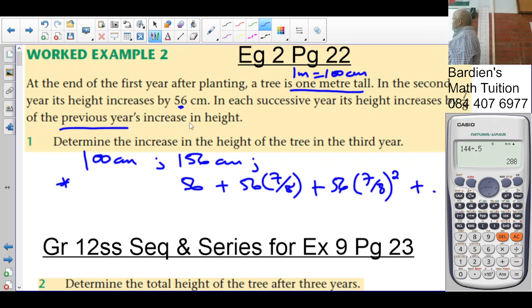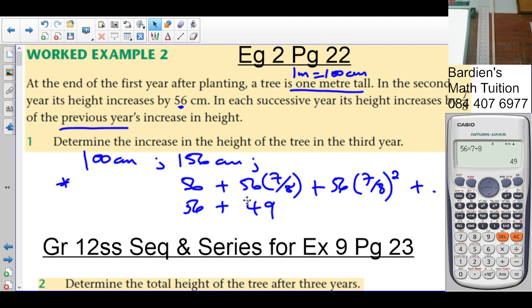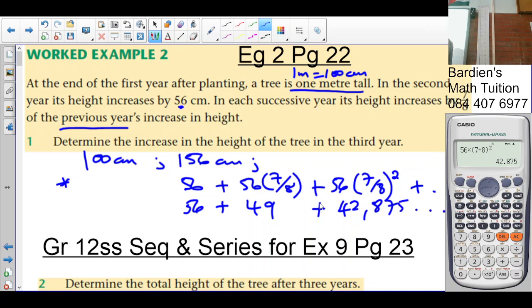You could have changed that to decimal if you like. It will be easier to work with. So that's going to be 56. The next one is 56 times 7/8, which gives us 49 centimeters. The next one is going to be 7/8 squared. I can just multiply it by 7/8, which gives me 42,875. And so on and so on.